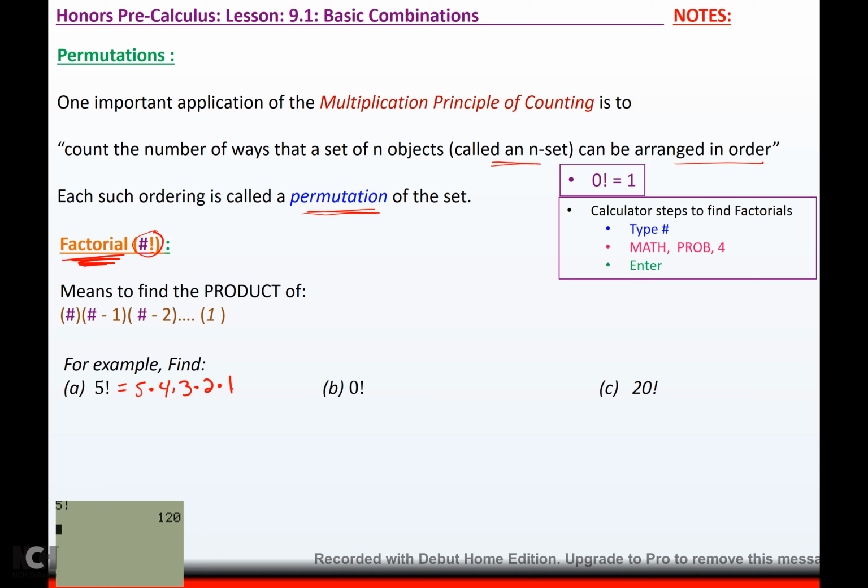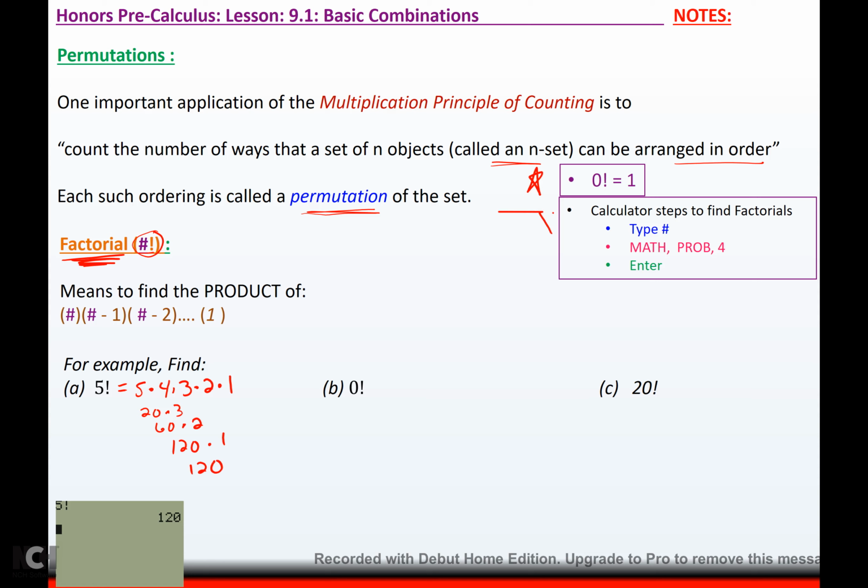If you did that math by hand, you would have 5 times 4 is 20, 20 times 3 is 60, 60 times 2 is 120, 120 times 1 is 120. Or you can use the calculator. By the way, 0 factorial is always 1. You just need to memorize that. Anytime you have 0 factorial, you can replace that with 1.